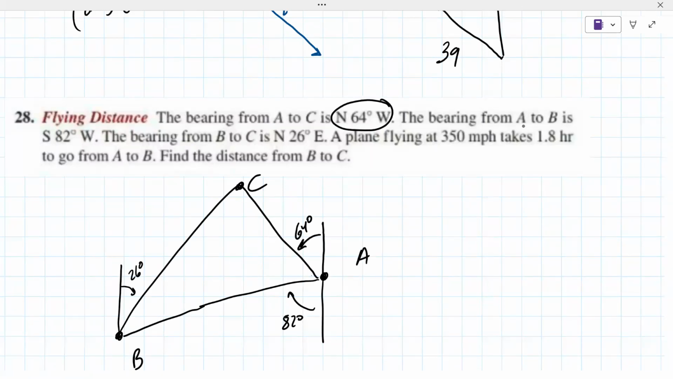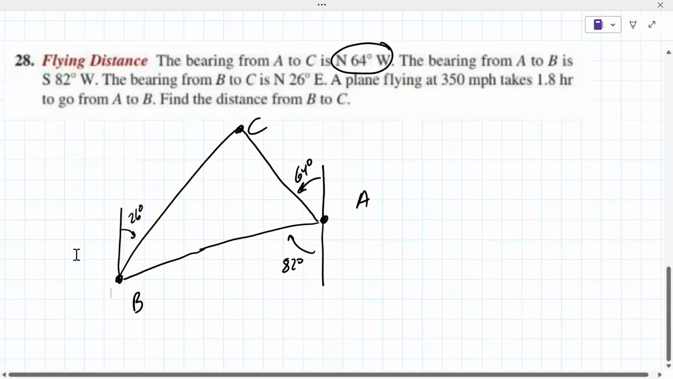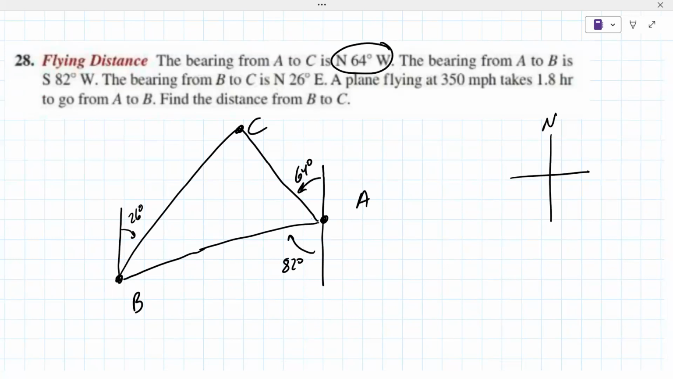Is that okay? Bearing C. I don't get where you got the 26 from. It's right, this one right here. But why would it be in that spot? If you're going north and then 26 to the right, east is to the right, as you know.